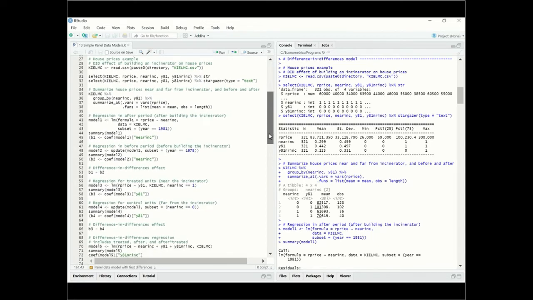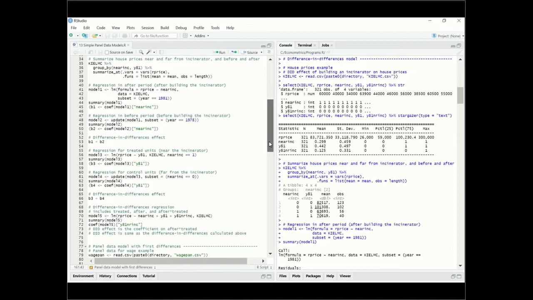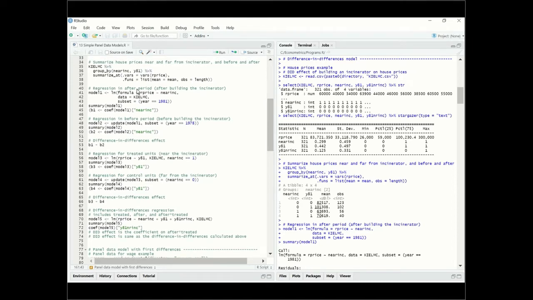How we're going to approach this is we're going to be running two separate regressions. The first one will be in the after period, after building the incinerator, and the regression in the before period, before building the incinerator. So here we use house price regressed on near the incinerator, and from this data we subset the data if year equals, using a double equal sign here, 1981. So this is the after year of 1981.